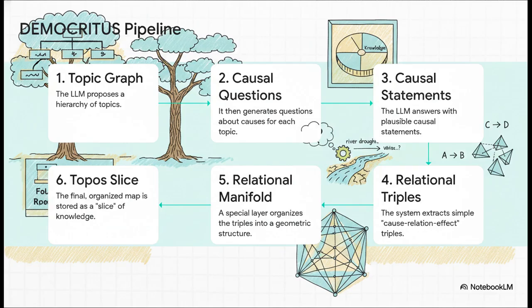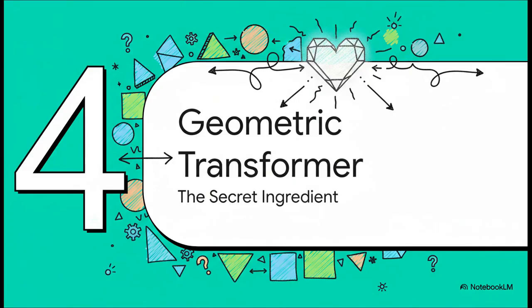And this is where the magic happens. A really special layer organizes thousands of these tiny statements into a meaningful geometric structure. They call it a relational manifold. That's what lets the system see the bigger picture. And finally, that whole organized map gets stored as what's called a topo slice, a single, complete view of all that knowledge. But here's the thing. There's a secret ingredient in that pipeline that makes all the difference. It's the one core innovation that stops the whole thing from just collapsing into a completely useless mess.